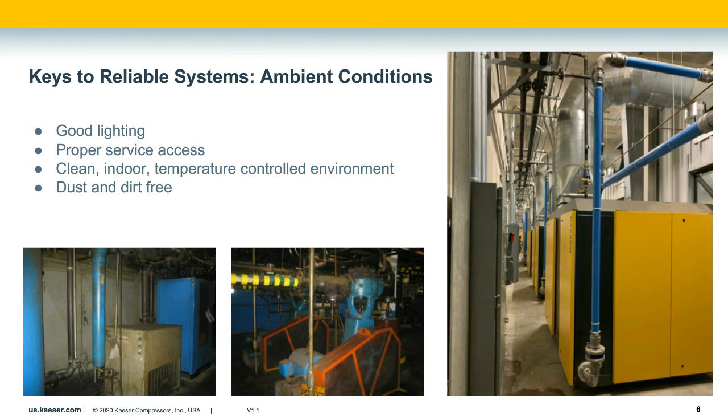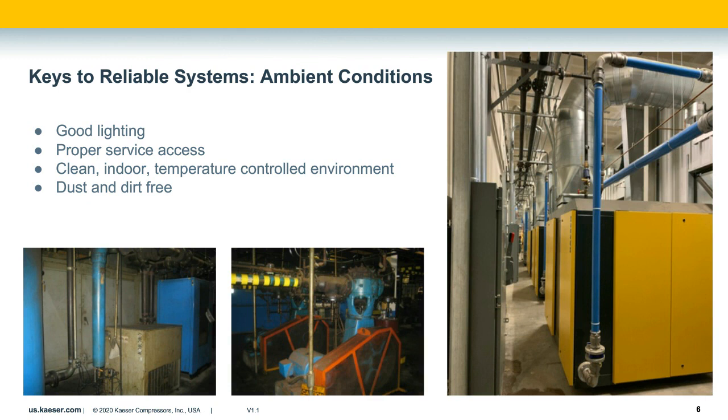Number two is proper service access. Typically, if the compressed air equipment is installed as an afterthought, it's put in the hardest location in the plant to get to. And this can lead also to ventilation problems, as we're going to see in the next slide. And those ventilation problems can complicate your service life.